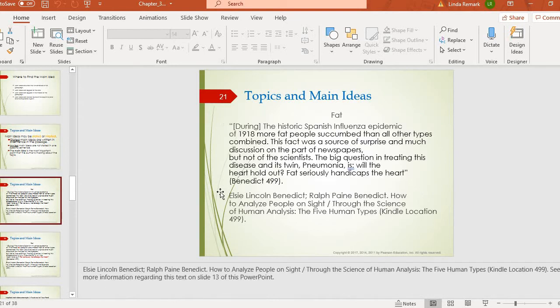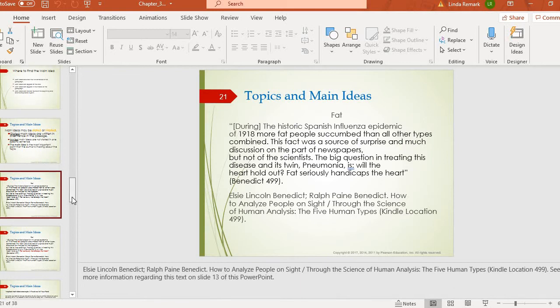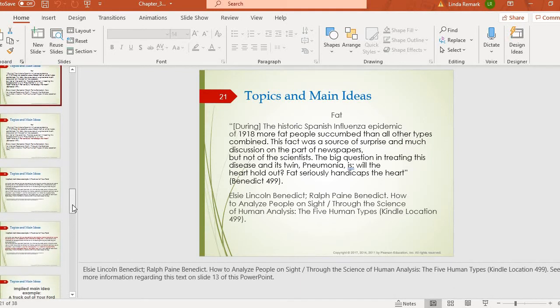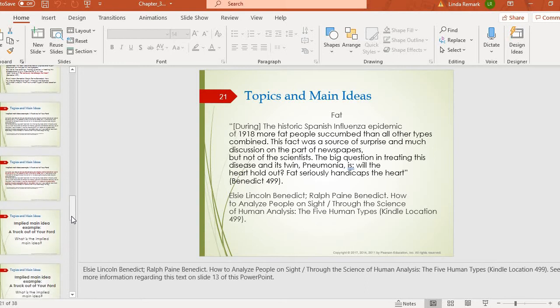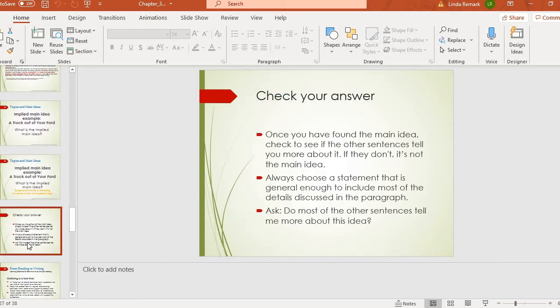And if you wanted to, there's a couple of example paragraphs you can look at and pull the PowerPoint up and practice to see if you get them. But again, when you are trying to come up with a main idea, whether it's directly in the paragraph because the author did the work for you, or it's implied, meaning you have to put it in your own words, check yourself and see, okay, this is my main idea. Do the rest of the sentences tell me more about this? Do they get more specific? Because remember, main idea is the most general idea in the paragraph. Do the other sentences tell me more about this? If they do, you're on the right track. If they don't, you probably chose incorrectly.